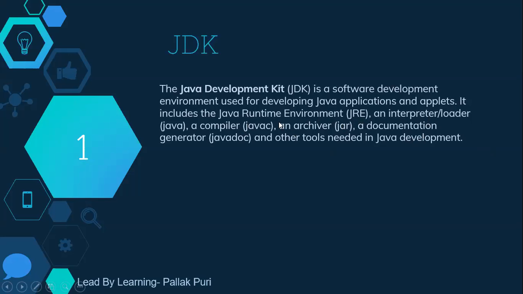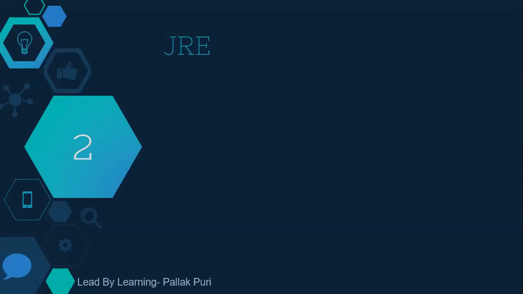These tools include Java Runtime Environment, an interpreter or loader. An interpreter means to interpret the Java program, a compiler to compile the Java program. If there is an exception occurs, then compiler will show the exception, right? The jar files are required, the documentation, some documentation generators are required. So these JDK come with the tools that are required to develop the Java program, right? Next we have JRE.